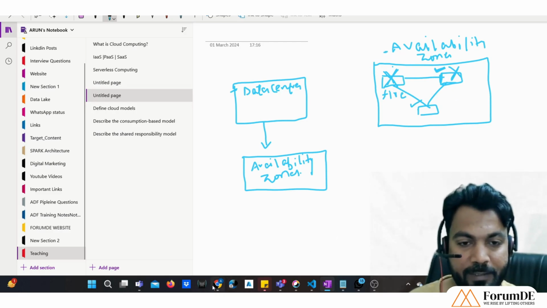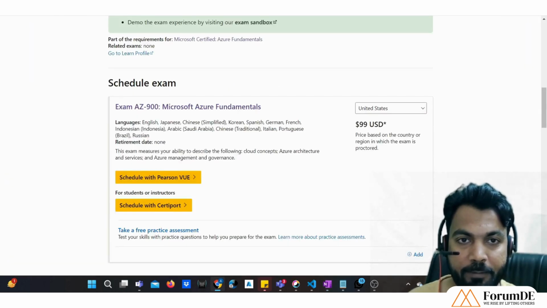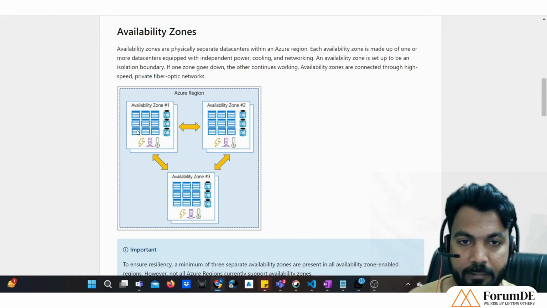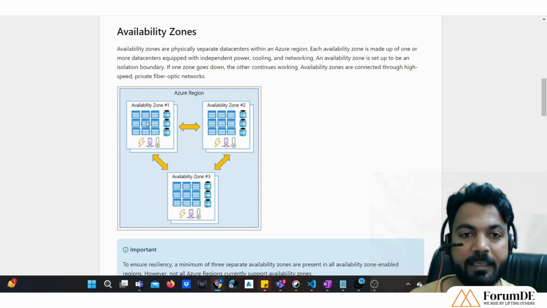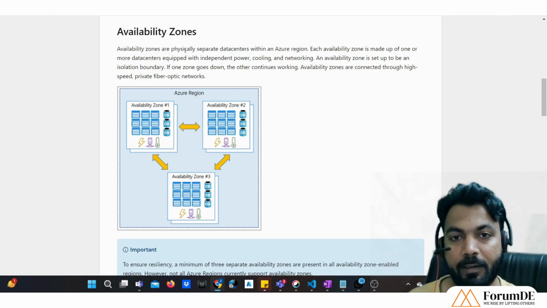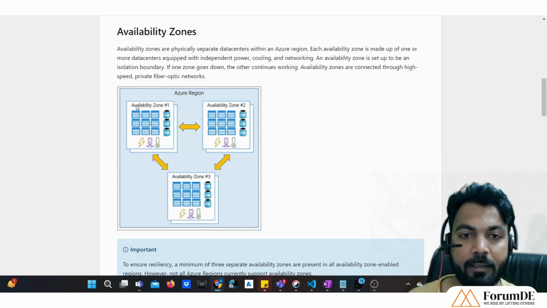Okay, but availability zones, let me show you a diagram. Let me open a diagram that Microsoft has given. You see here, this is one availability zone, which is a collection of data centers, and in each availability zone you see multiple data centers are there. Here it is also written that availability zones are physically separate data centers within an Azure region. So this availability zone is a collection of multiple data centers.